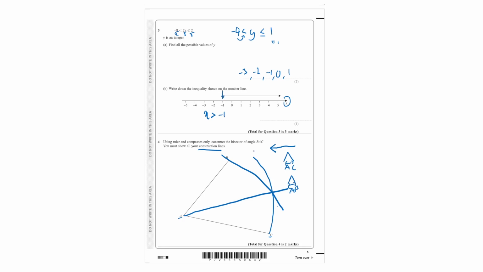Now, when dealing with inequality lines, a circle which is not colored in simply means greater than or less than. But a circle which is colored in means greater than or equal to or less than or equal to. Since it is not colored in, and we know that it is going positive, we know that x is greater than negative 1.